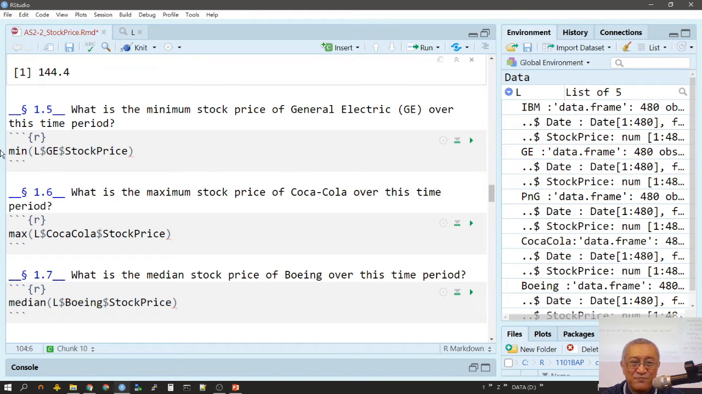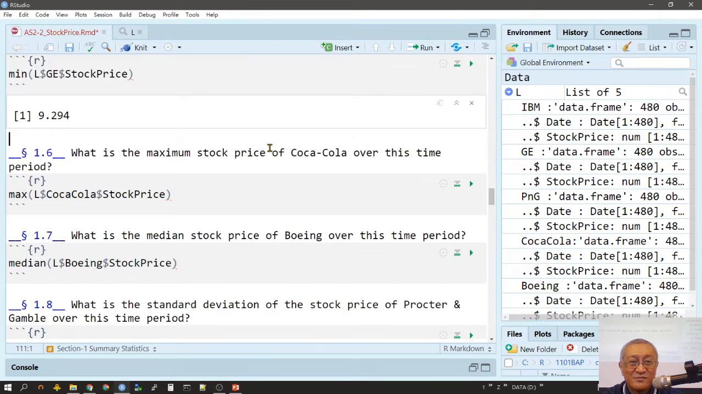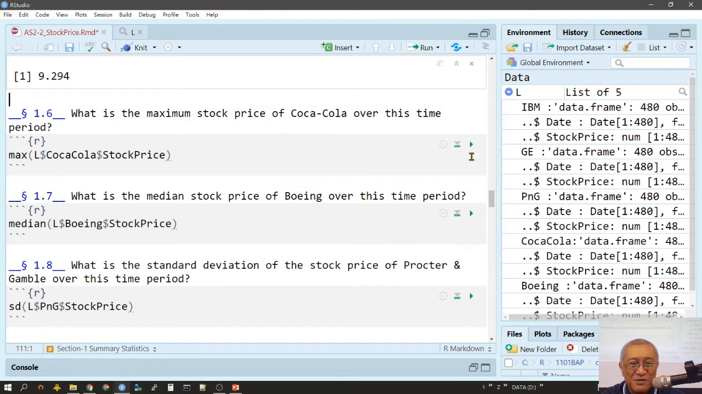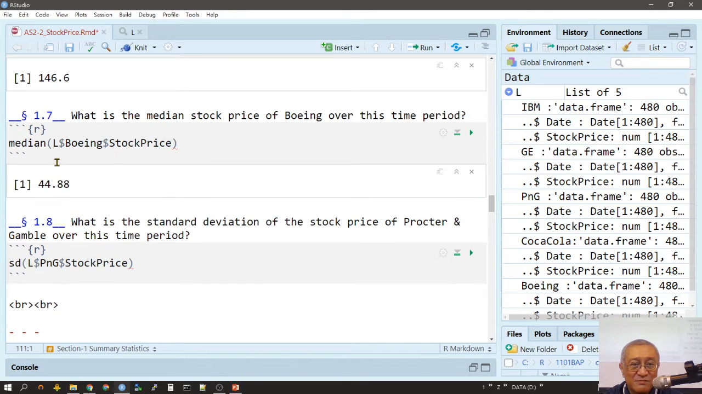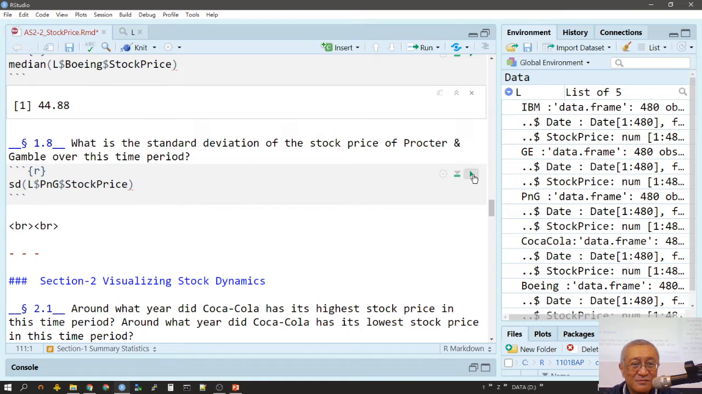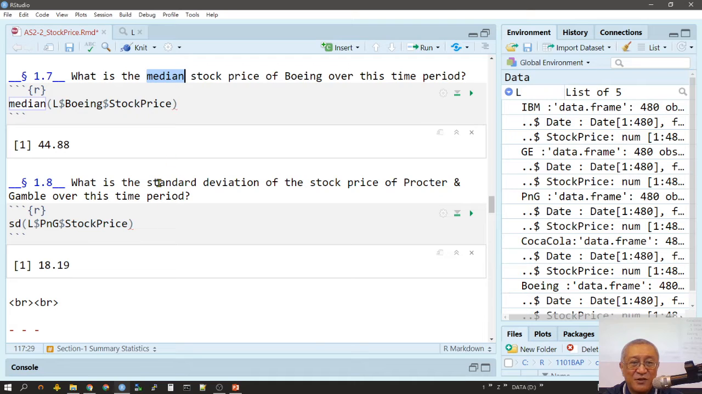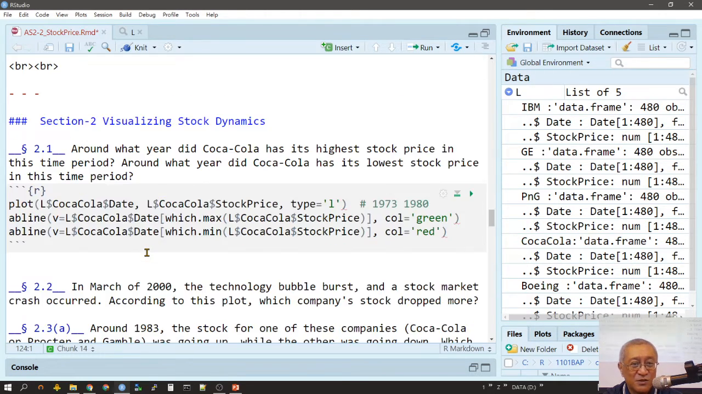Now minimum stock price, basically the same. You write it this way. Because the stock is inside of L, you have to do this. These questions are basically the same. They're asking about the median, asking about the standard deviation, and these are built-in R functions, so it's not too difficult. Now, you're asking about Cox, right? What is the year of the highest stock price and what's the time of the lowest stock price?